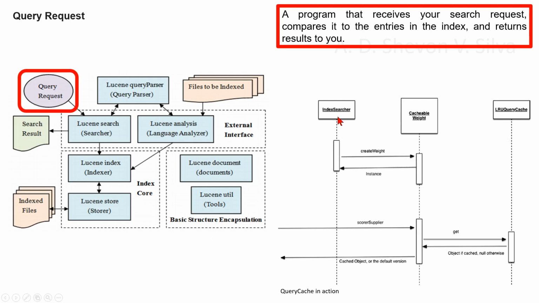Here the index searcher is connected to a cacheable weight via create weight, and then cacheable weight is connected to the index searcher via instance. Then the score supplier is given to cacheable weight, and cacheable weight is connected to LRU query cache via get. Then LRU query cache is connected to cacheable weight via the object if cached, null otherwise. Then the cacheable weight is providing a cache object or the default version.